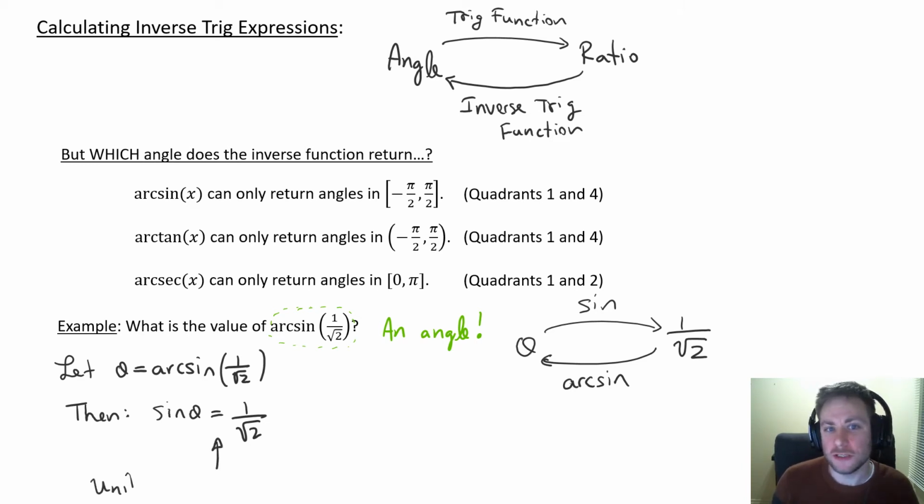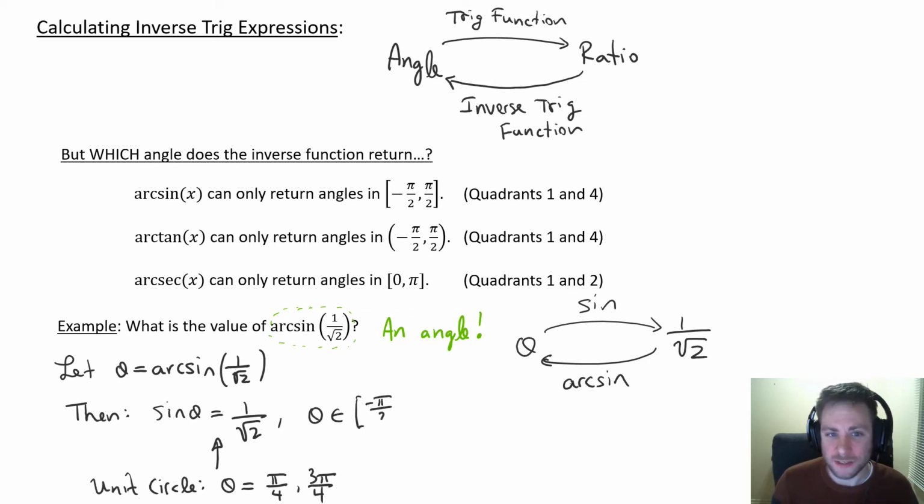Well, you can use the unit circle to figure that out. I assume you know how to use the unit circle, so check for yourself that pi over 4 and 3 pi over 4 are both possibilities. So one of these is the value of arcsine of 1 over root 2, but which one is it?